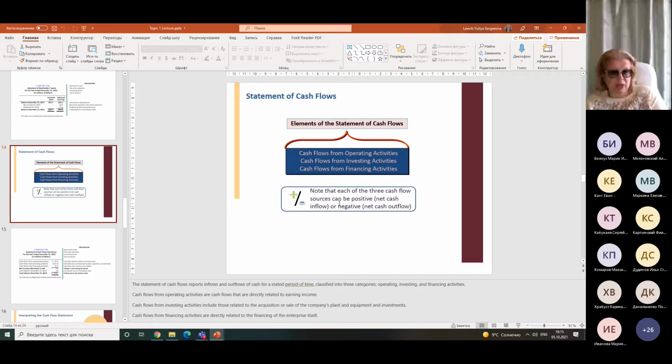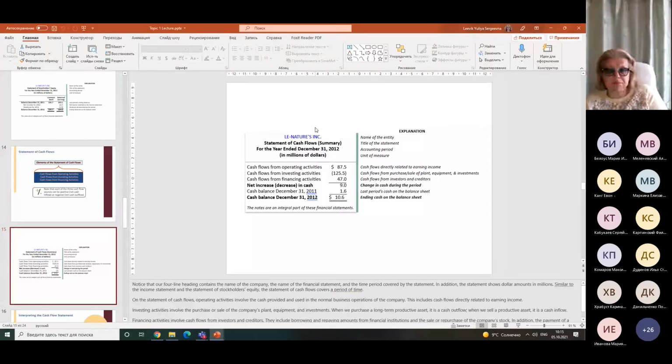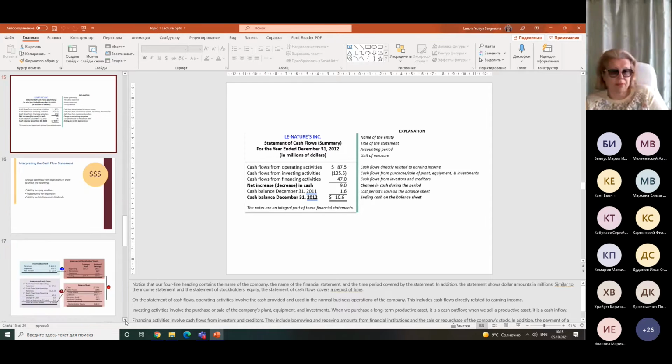And finally, the cash flow statement. There are three elements of the cash flow statement: cash flows from operating activities, cash flows from investing activities, cash flows from financing activities. The statement of cash flows has three main sections: cash flows from operating activities, cash flows from investing activities, and cash flows from financing activities.